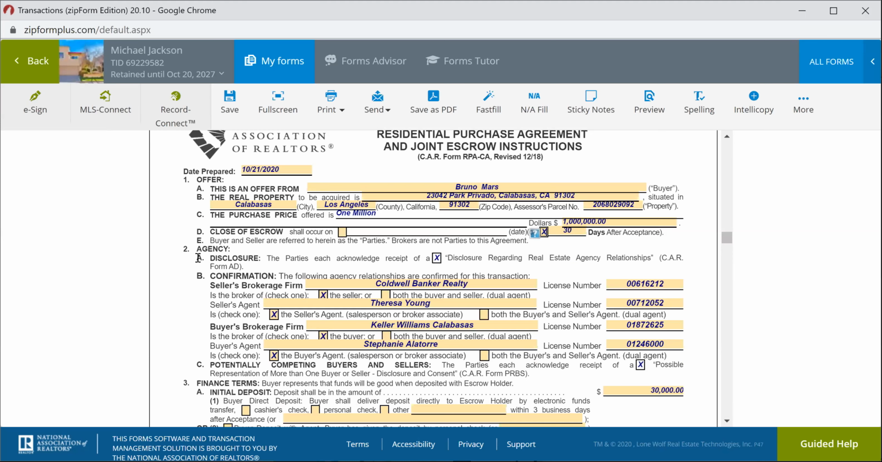So the next one, any questions about the offer itself? Paragraph 1. I had a question about the parcel number. What is actually a parcel number? And I know you have told us before where to get it from. Please mention that again.